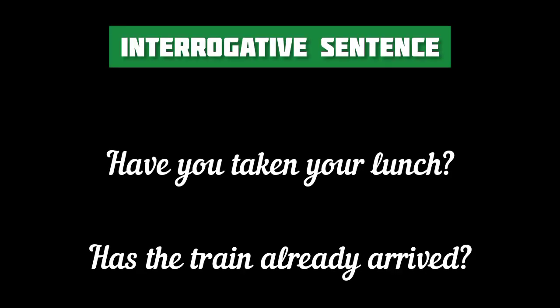But how do you use the present perfect tense in the interrogative sentence? We put the auxiliary verb have or has according to the subject in front of the subject and the third form of the principal verb after the subject. For example, the auxiliary verb have is before the subject you in the first sentence and the third form of the principal verb taken comes after the subject. In the second sentence, the auxiliary verb has is before the subject train and the third form of the principal verb arrived comes after the subject.